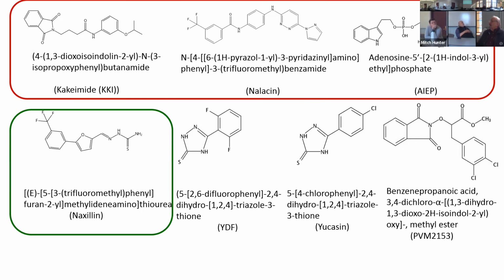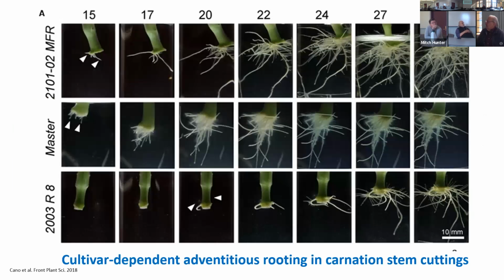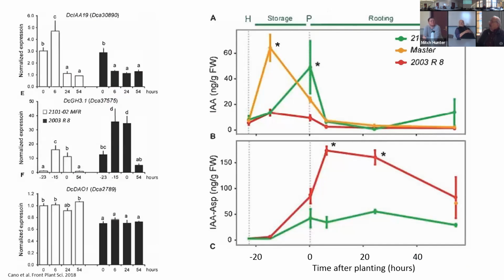Okay, this comes from a paper looking at carnation, and I'm not a real fan of carnations, but I'm a fan of this paper. In this paper they looked at difficult and easy to root lines, and the thing you want to remember is that 203R8 is difficult to root, and the other two are relatively easier. You remember that? Yeah, okay, you need to know that. What you find is that auxin conjugation is greater in the one that is difficult to root, and that's the red line.